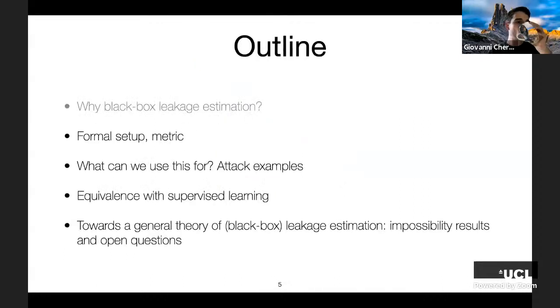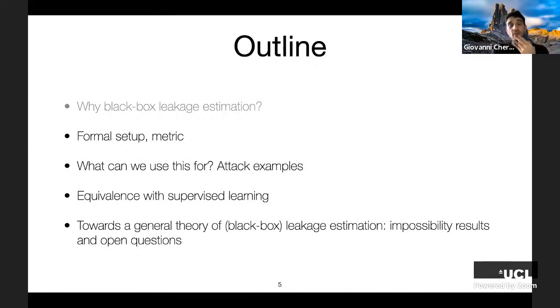Right, so as a sort of outline or roadmap of what you're going to see in this talk. I hope I have motivated the problem of why we need black box leakage estimation. I'm going to try and be a bit more formal about the setup of the problem we consider. And I'm going to define what kind of metric we use to estimate the leakage, be it Shannon entropy or something different. Then I'm going to try and make all things a bit more concrete and give you some attack examples. And finally, we'll move to the turning point, as I called it, of this talk, which is the equivalence, or a correspondence, of this problem with the problem of supervised learning.